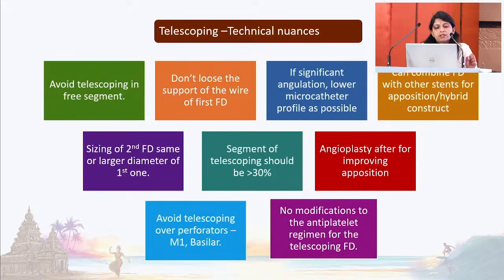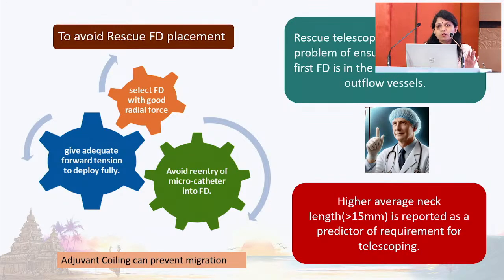Telescoping technical nuances. Avoid telescoping in tortuous segments. Don't lose the wire position of the first FD, and use a lower-profile microcatheter; one can combine FD with other stents or hybrid constructs. The sizing of the second FD should be the same or larger diameter than the first, and the overlap for telescoping should be at least 30%. Avoid telescoping over perforators. To avoid rescue FD placement, select an FD with good radial force. Give adequate forward tension to deploy. Avoid re-entry of the microcatheter; adjuvant coiling can prevent migration.